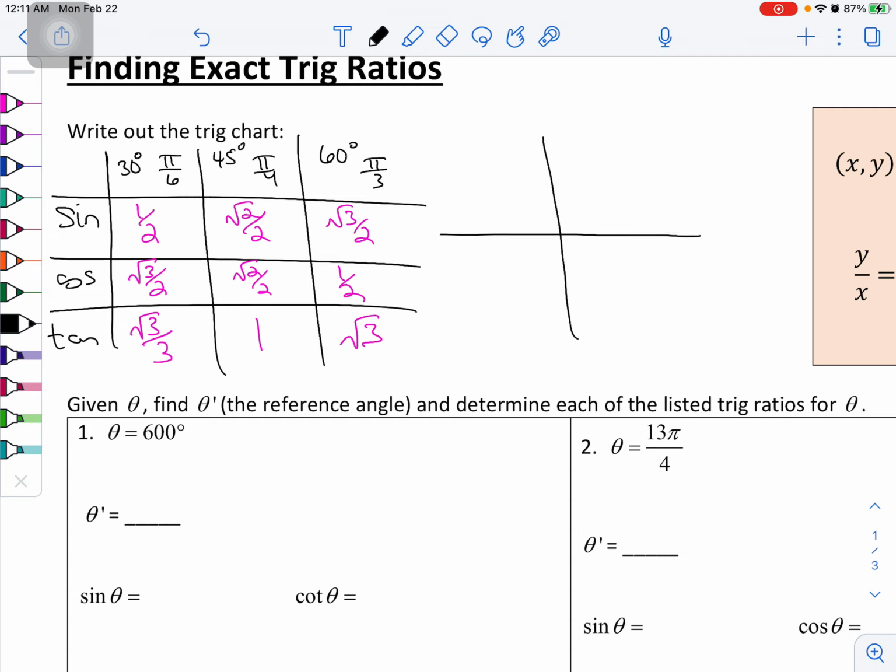Now, the additional information that I write down, and this is, again, for my memory, and just to help me, I'm going to put in the ASTC. Now remember, that means in the first quadrant, all of your trig ratios are positive. In quadrant number 2, only sine is positive and its reciprocal, so that would be cosecant. In quadrant number 3, tangent and its reciprocal cotangent are positive, and in quadrant 4, cosine and its reciprocal secant are positive. So ASTC, however you remember it.